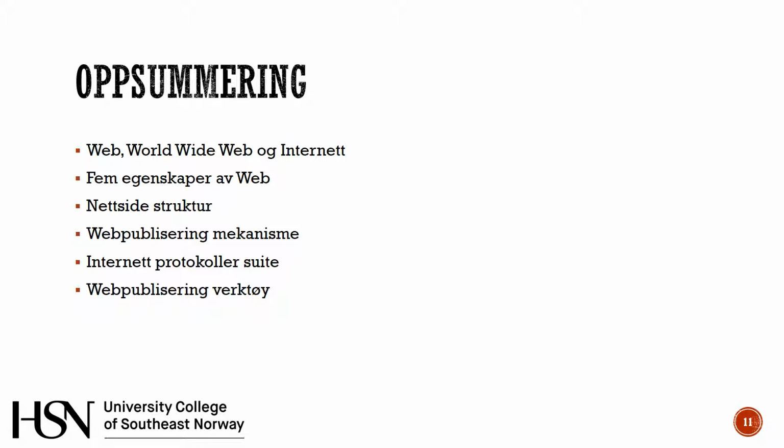We also learned about five main characteristics of the web. We saw how a website is structured and understood the mechanism behind web publishing. We also learned about the famous popular internet protocols, for example, HTTP, TCP, and IP. And in the end, we also briefly mentioned different web publishing tools.